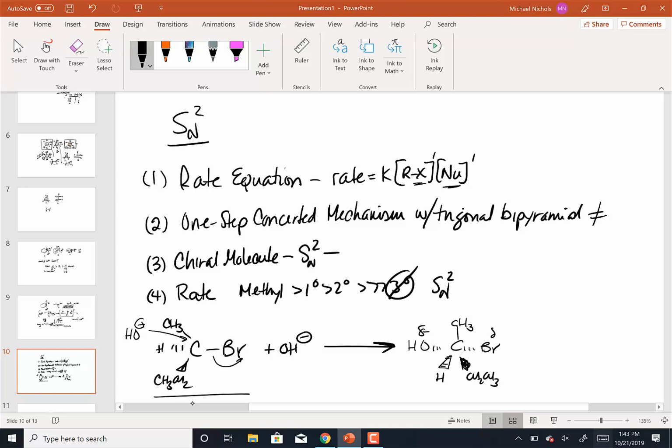Delta minus charge, transition state. What happens to the final product? The final product will now look like this, when the hydroxide kicks out the leaving group.